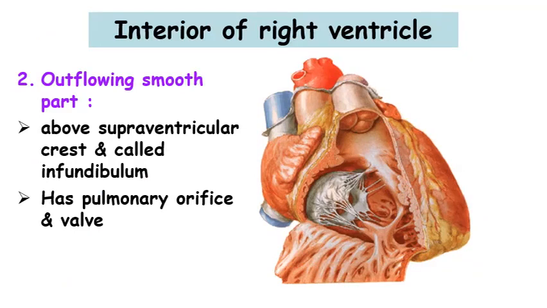Continuing through the interior of the right ventricle, as we said, it has an inflowing rough part and then the outflowing smooth part which goes above the supraventricular crest. This part is known as the infundibulum and it is considered to be the beginning of the pulmonary trunk. The pulmonary trunk takes the blood from the right ventricle and moves it towards the lung to become oxygenated. The pulmonary trunk has a pulmonary orifice and of course it is guarded by a valve.